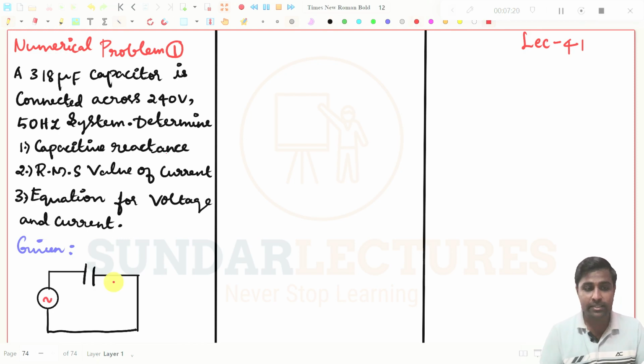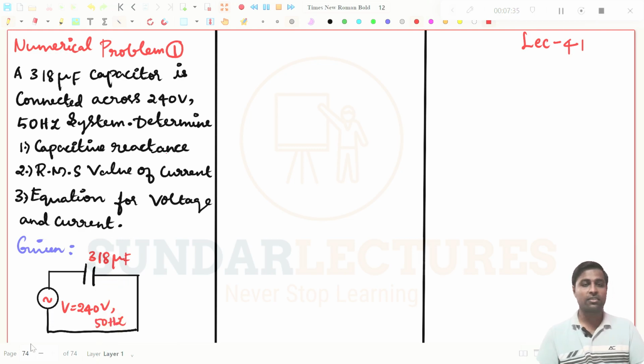This is an AC supply, and here they have given you V equal to 240 volt. And what is the capacitance value? That is 318 microfarad, and this is a 50 Hz system. So this is the given circuit, right? And this is a purely capacitive circuit. To understand, there is no resistance. They are asking you to find the value of capacitive reactance.